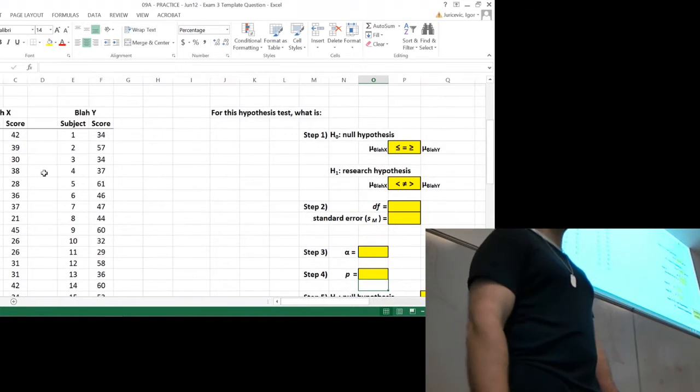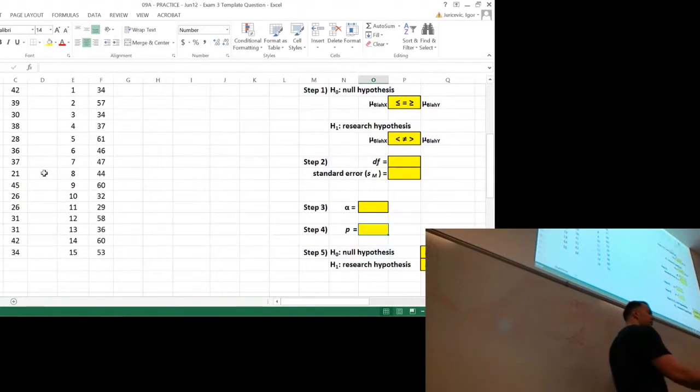Then we have our sample's probability, our p-value, that you get off of SPSS. If it's a two-tailed test, you can read it straight off of SPSS.